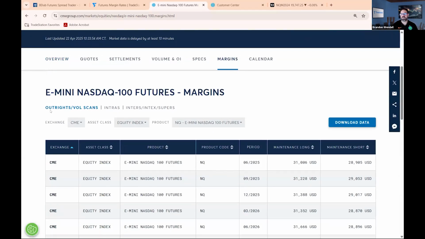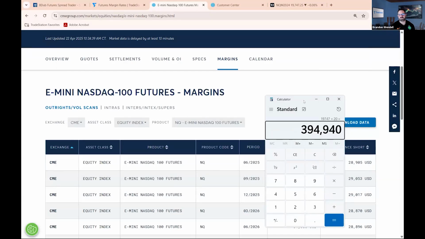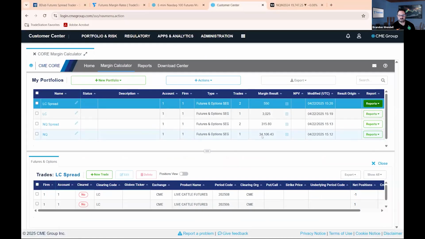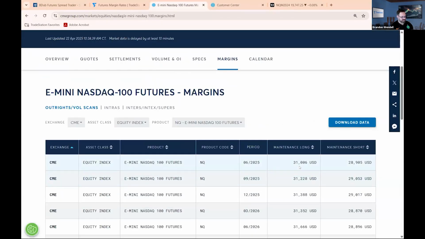This is outright. Again, outright simply means the individual future. You can see it shows me the maintenance margin. Remember, that's not the initial margin. Maintenance margin is what you need to maintain equity of in your position so you don't get a margin call. To figure out your initial margin, you can use that margin calculator or simply multiply whatever number you have here by 1.1. So basically, that's the relationship between initial and maintenance margin. 31,006 times 1.1 is 34,106, which, going back over to our margins here, there is the margin, 34,106.43 for the NASDAQ. It's simply that number times 1.1.